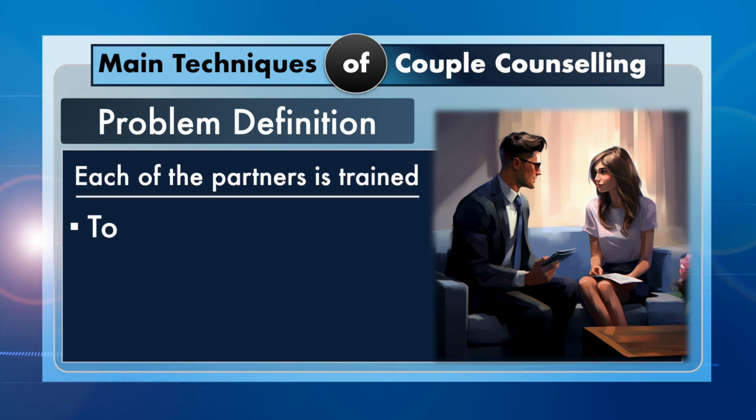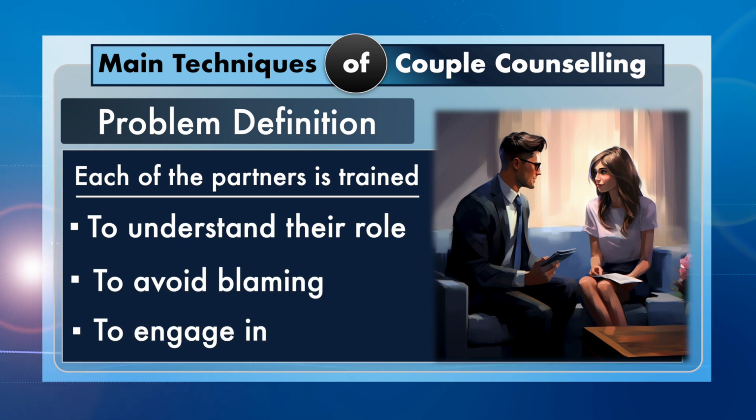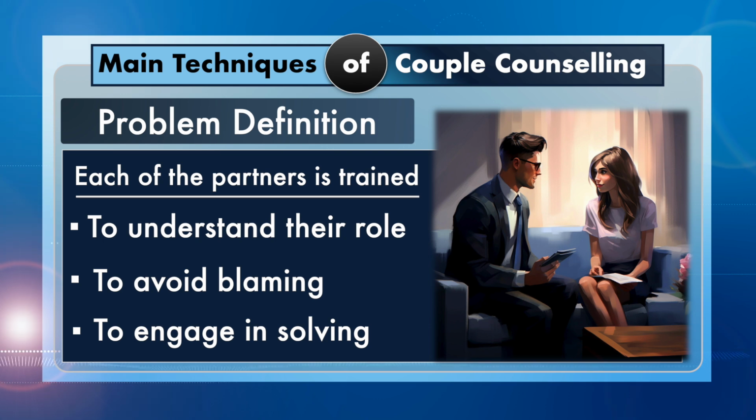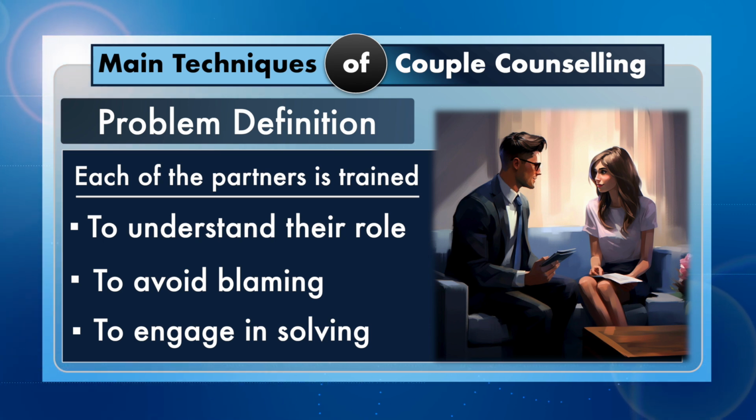In addition to these, each of the partners is also trained to understand their own role in the particular problem, to avoid blaming, which comes very naturally to each of us, and to engage in problem solving. So that is how it happens. There are no exact examples I can give here because it is a process which takes time.